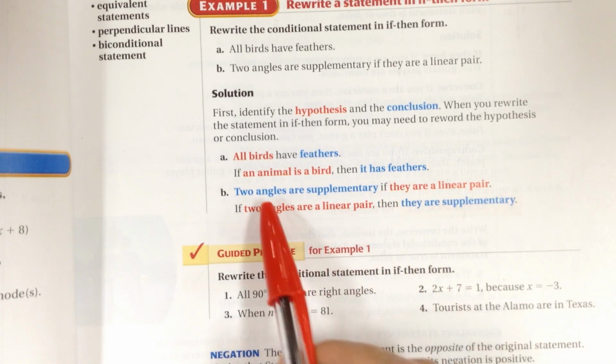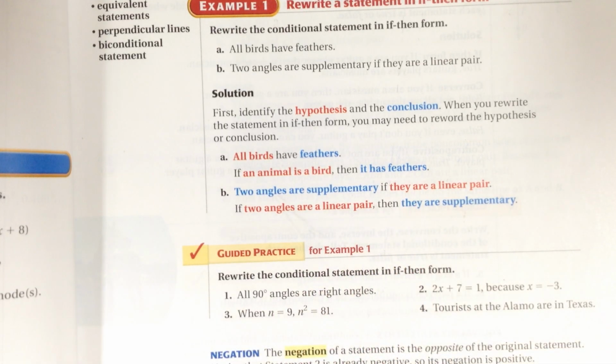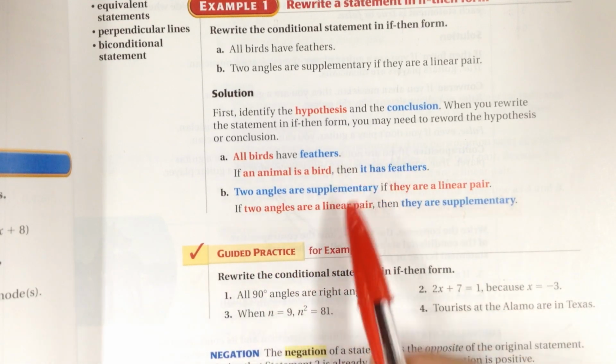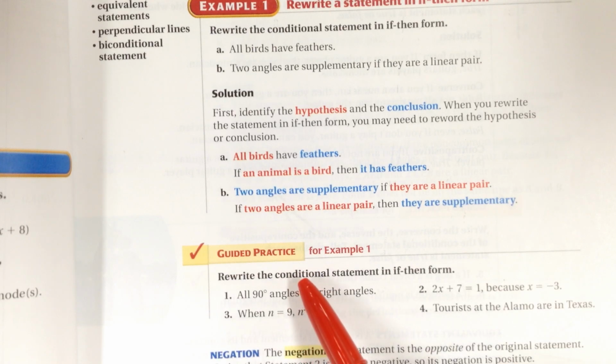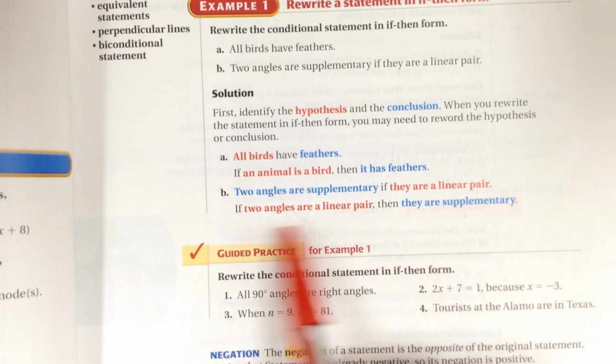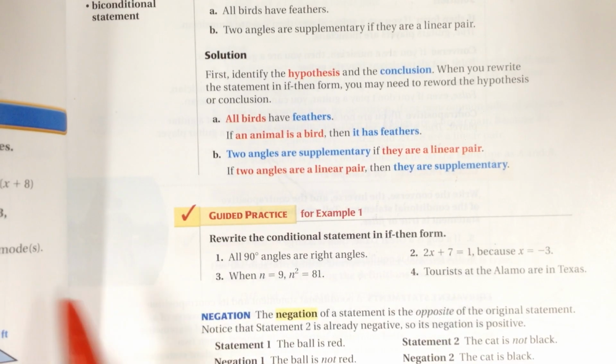Again, if, then. Pay attention to where the if is. The if is your hypothesis, and the other part, the then, is the conclusion. So that's how you write the statement. Write the conditional statement. Again, if-then is called a conditional statement, and this is your standard way of writing it. Now let's look at the bottom over here.